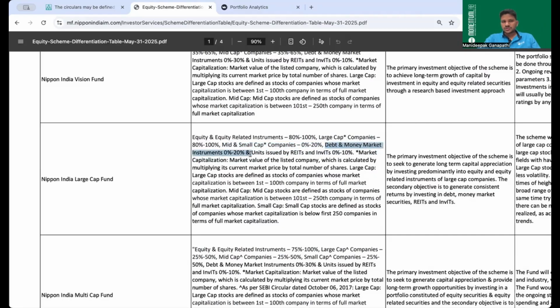Then you could also do the same thing with debt and money market instruments. This is where the fund managers can switch from equity to debt or liquid or even cash instruments. So I could have as much as 0% to as high as 20%. And interestingly enough, they could also put roughly 0 to 10% of the fund in REITs or InvITs. So this is how a large cap mutual fund is defined.